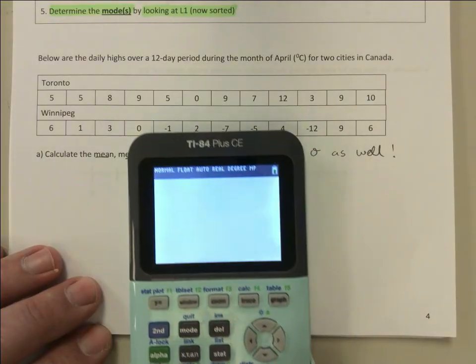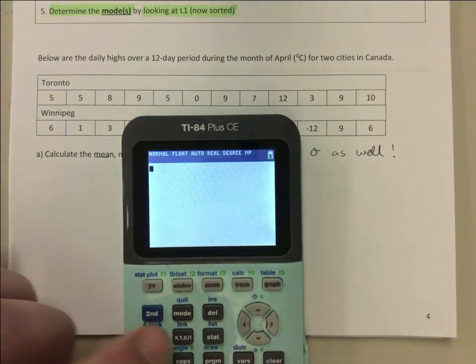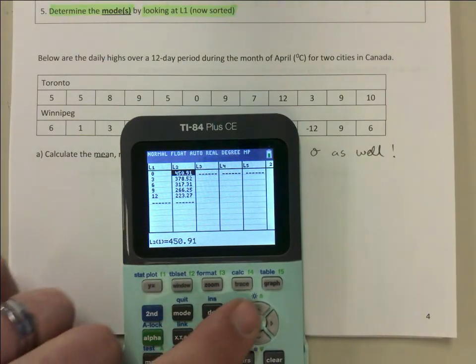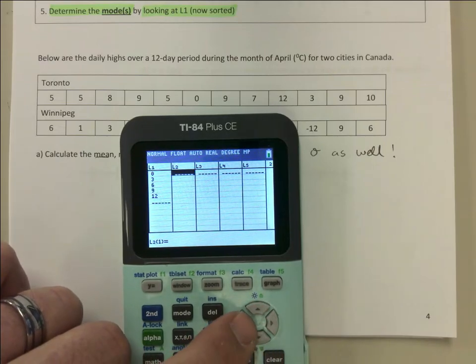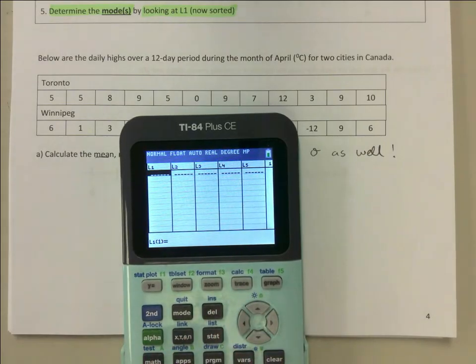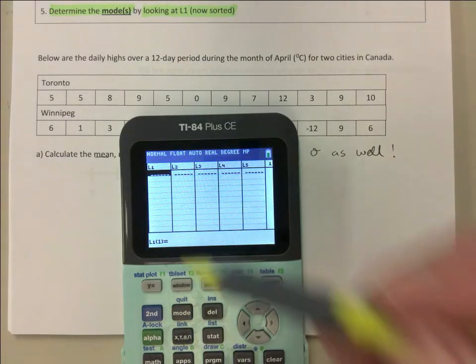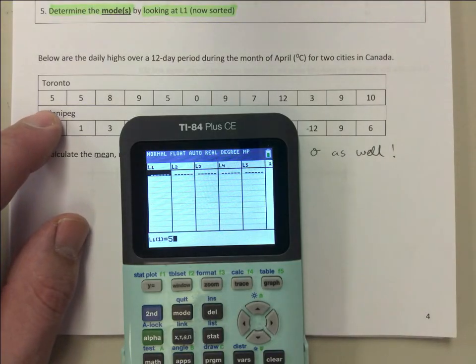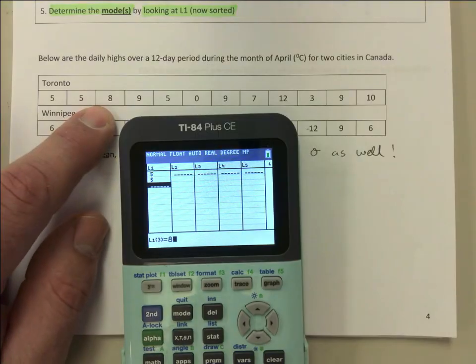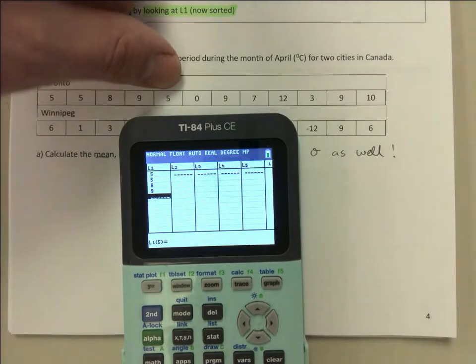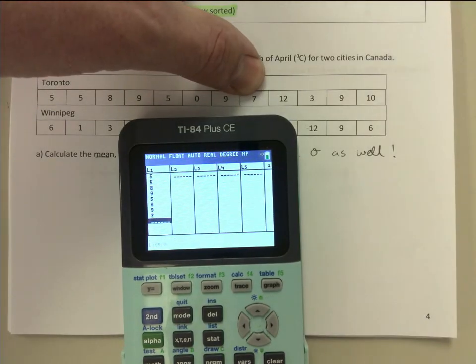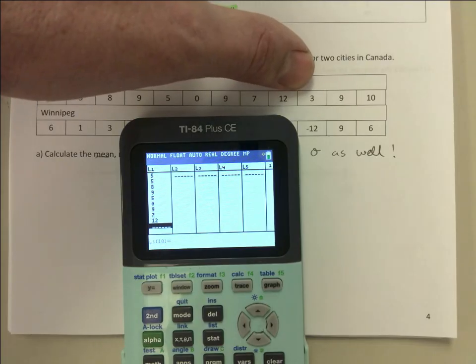I'm going to clear. So we're just focused on Toronto right now. So we're going to go stat, edit, clear everything on your screens. You don't want anything there. And yes, we're only going to use L1, okay, for now. So you type in 5. So you have to be fast enough to not waste too much time, but you also want to make sure you don't miss anything. Don't miss decimals. Don't miss negatives.